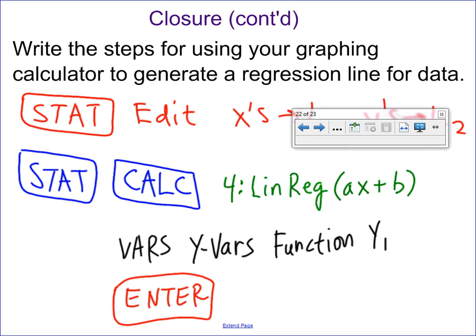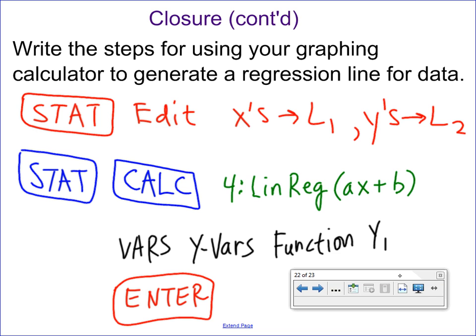This step, vars, y-vars, function, y1, is optional. You don't have to store it. You can still do your regression. You just have to copy down your decimals on your home screen. However, this stores it automatically in your y equals menu and writes all the decimals in for you so that you don't lose accuracy or miscopy or have to re-enter it in your y equals. That's why I encourage you to store your regression equation every time you perform linear regression.